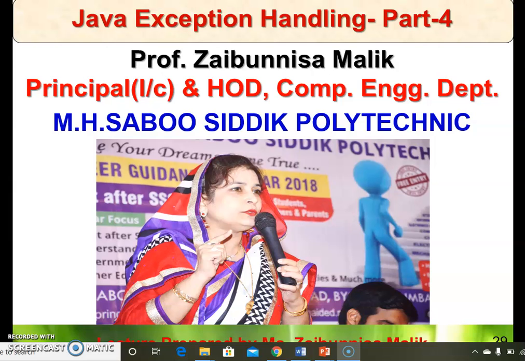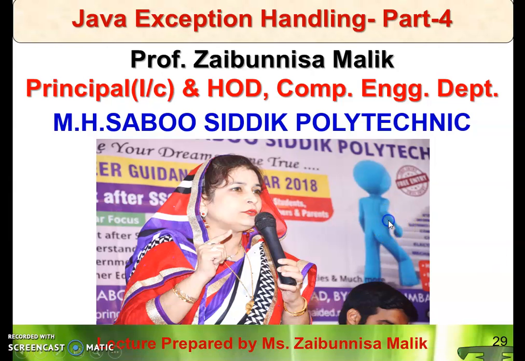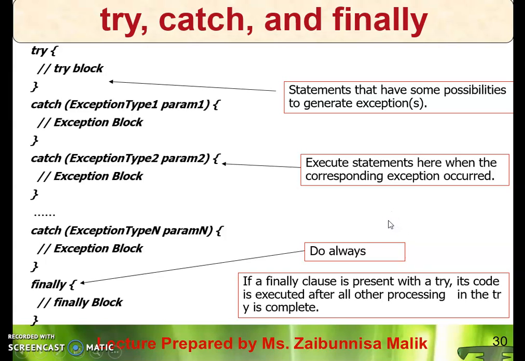So now we will go to part 4. In part 4, I am going to explain to you the try, catch and finally keywords. See, I had told you that exception handling is done in Java by using 5 keywords: try, catch, finally, throws and throw. So we'll see them one by one. We had seen the syntax of try catch. Now let's see how the syntax of try, catch and finally works.